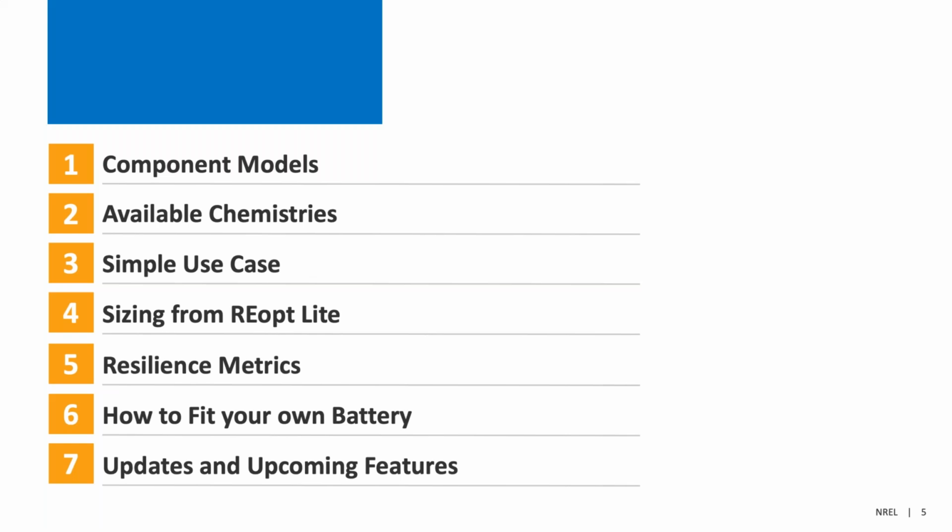Then we'll go a bit further into auxiliary features, such as our integration with REopt Lite for its battery sizing optimization, as well as how to calculate resilience metrics, such as the probability of surviving outages. Then we'll touch briefly on how a user can fit their own battery system from manufacturer data sheets, scientific literature, or collected data. Finally, we'll present recent updates to the battery model, as well as features that are upcoming with the new release for the end of this year.